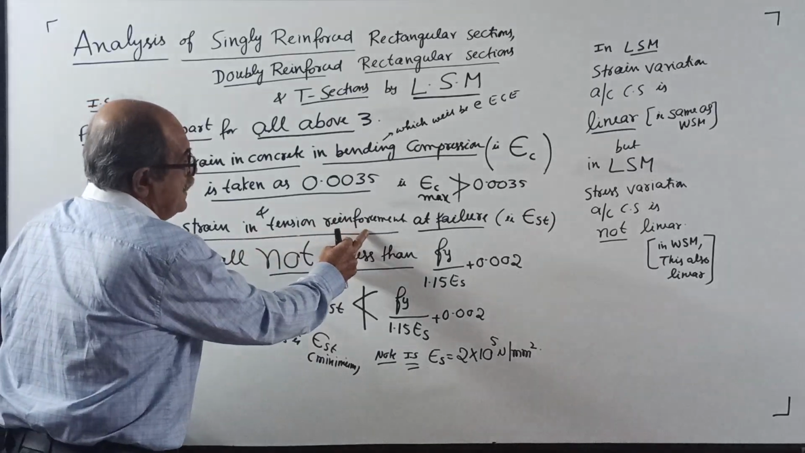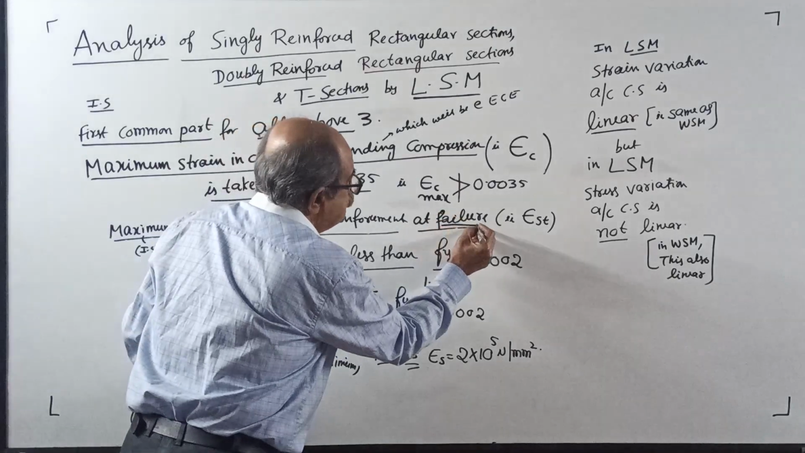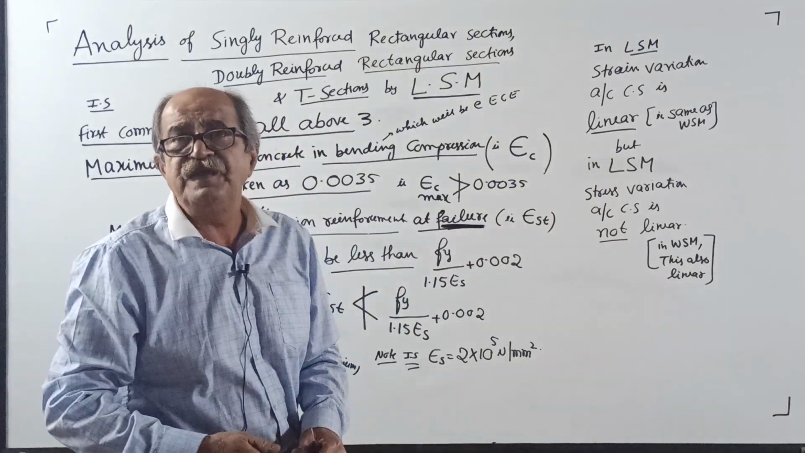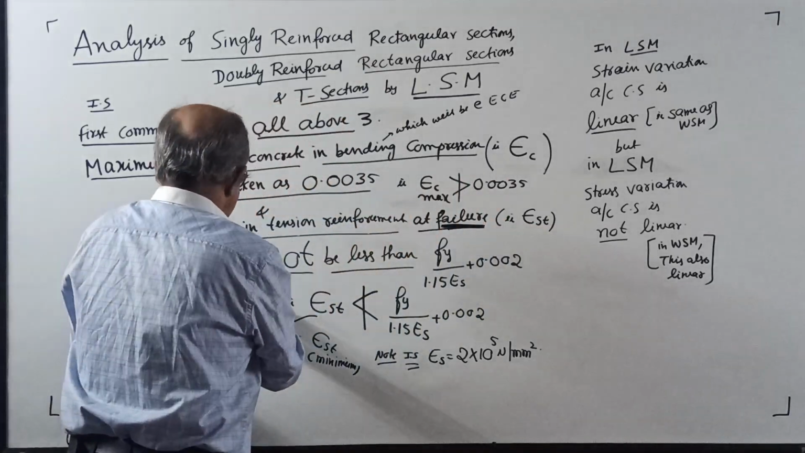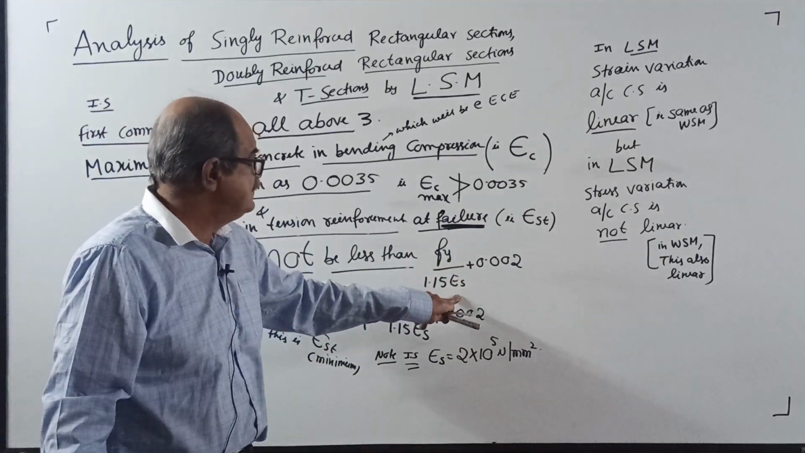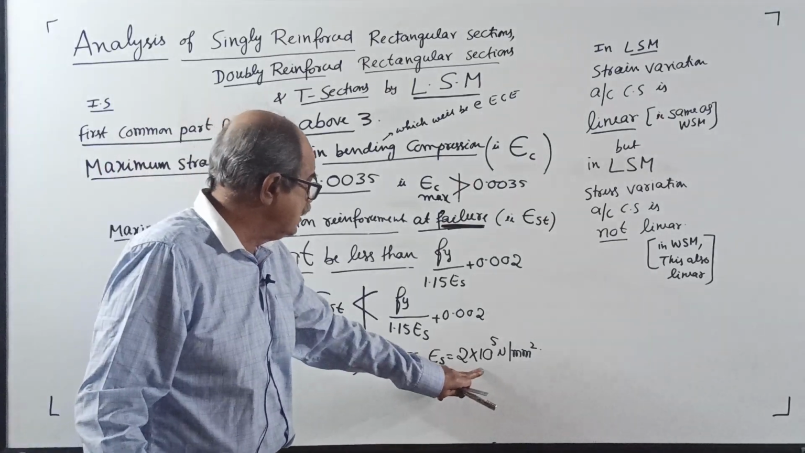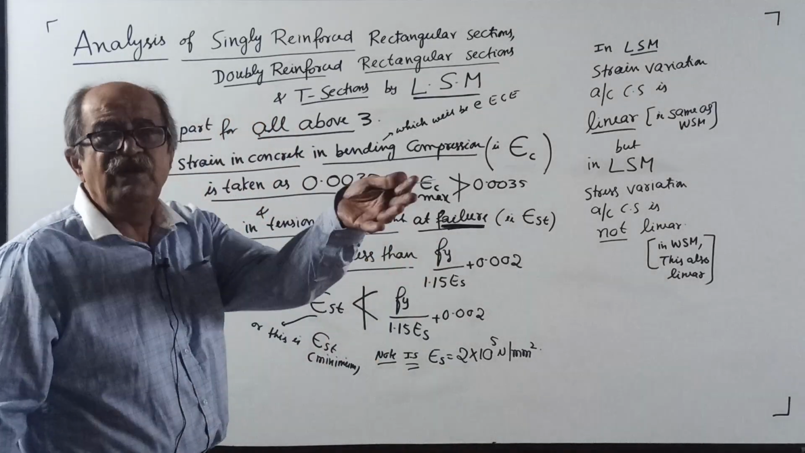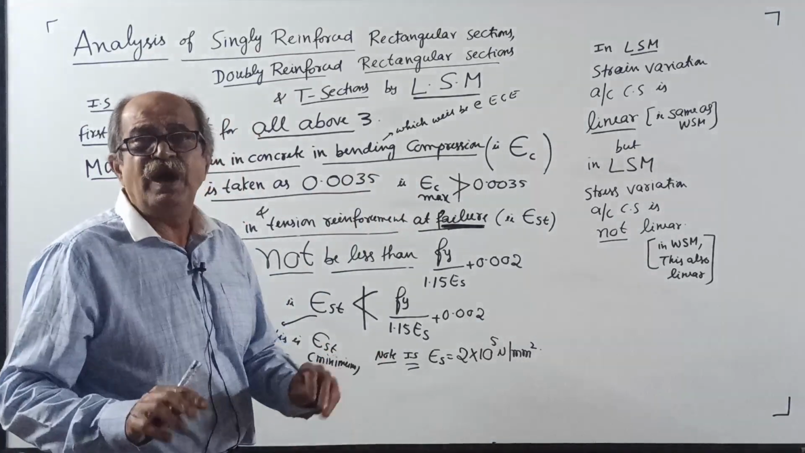Strain in tension reinforcement at failure, very important. The word failure is very important. This term I explained many times in the group. I took nearly half an hour for that one. That is epsilon ST. Epsilon ST means strain in steel in tension. It shall not be less than, very important, Fy by 1.15 Es plus 0.002. As per IS code, Es for any grade of steel you take as 2 times 10 to the power 5 Newton per mm square. So this will depend only on the Fy value. Next round I will write what the Fy value is. This is the epsilon ST minimum, or minimum requirement.